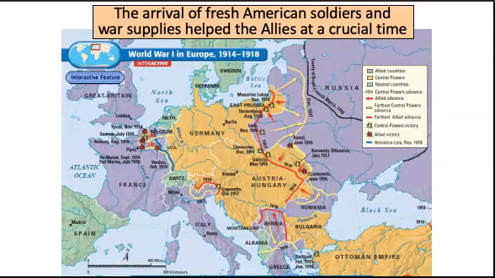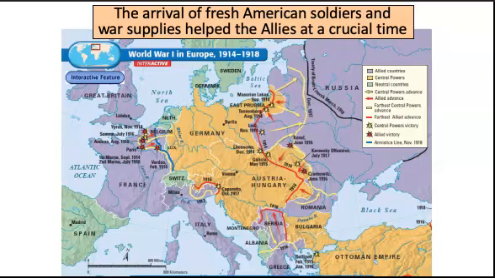Now, we had gotten involved in the war very late. The war had been raging from 1914 all the way through 1917 when we finally joined in April. It had been going on for nearly 3 years. And so we arrive at an incredibly important time. Fresh American soldiers and war supplies will help the Allies at this crucial time when everybody was tired of fighting.